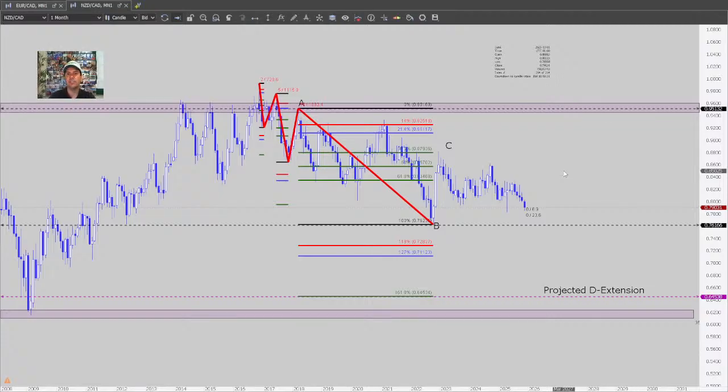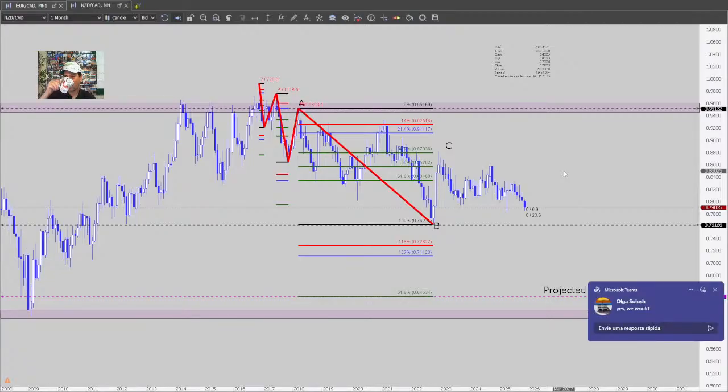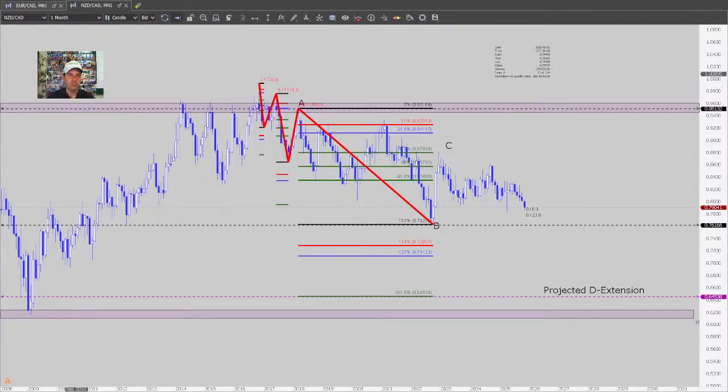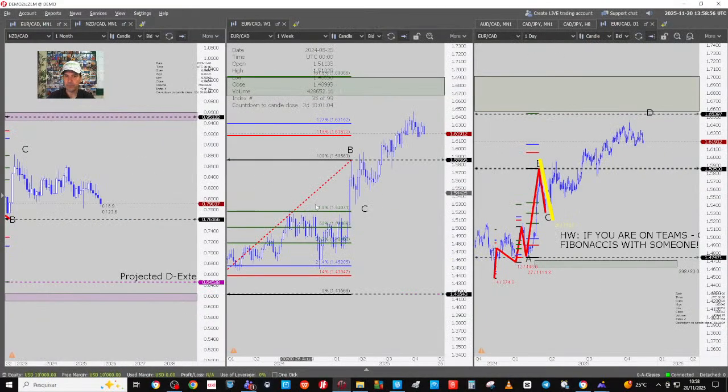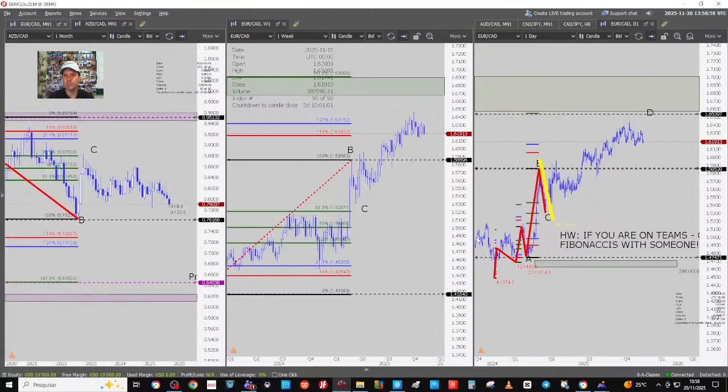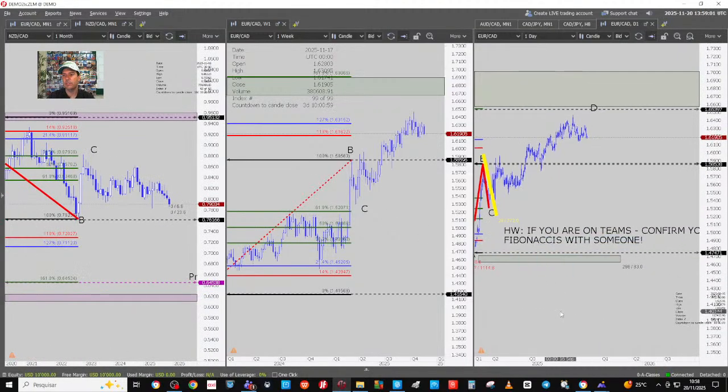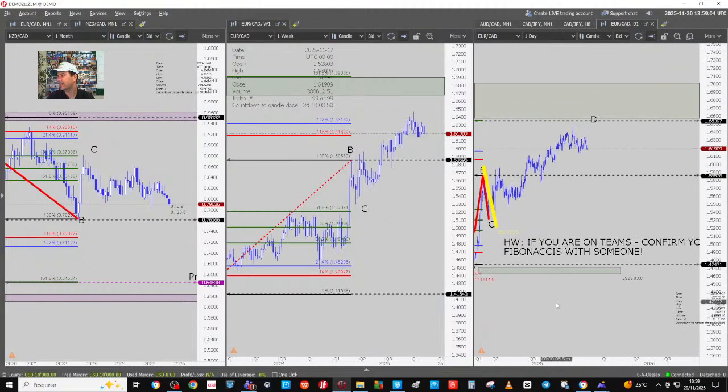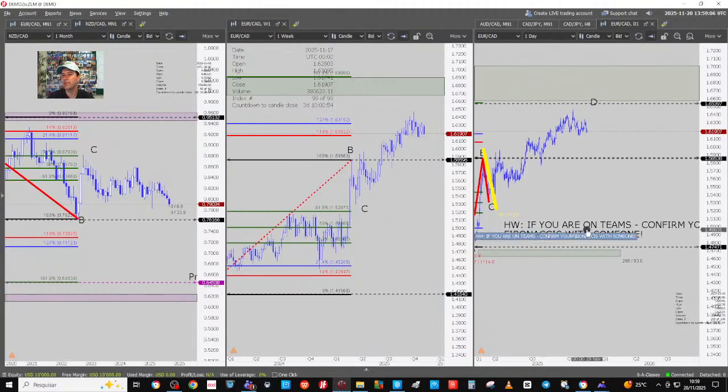Fibonacci has a tradable edge. It's going to win on average 7 times out of 10 on the daily. Make sense, everybody? Same goes for the monthly. I can tell you higher numbers too, but it's okay like this. Olga is saying yes, we would make some money. Everybody, homework: if you're on Teams, confirm your Fibonacci. Olga, Alex and Romildo, are you confirming your Fibonacci with someone?